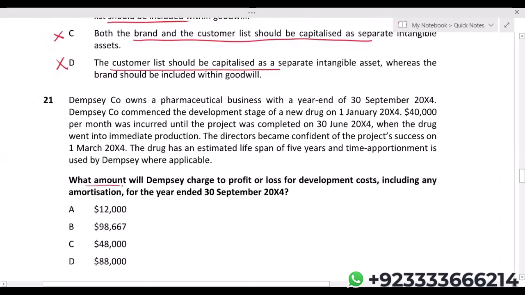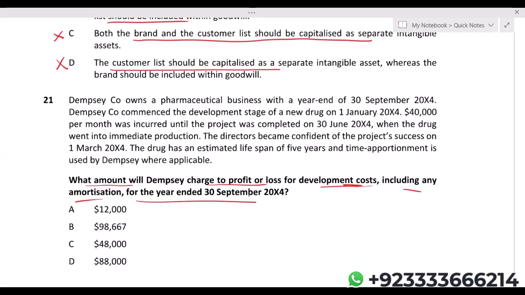What are they asking? What amount will Dempsey charge to profit or loss for development cost, including any amortization for the year ended? We know that under IAS 38, in case of R&D, when you are in the research phase, you have to expense out your expenditure. Even in the development phase, until all the 6 conditions are met, whatever expenditure you are spending, you have to expense out. Development expenditure will only be capitalized when all the 6 conditions are met.